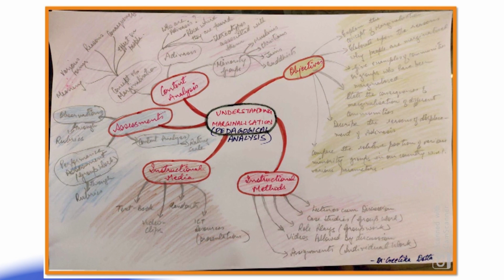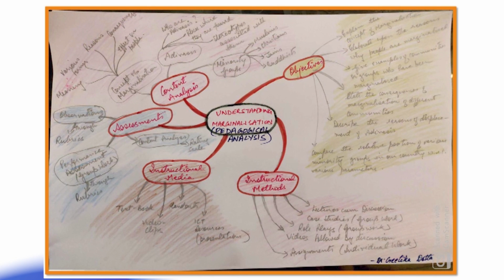So we can make use of different techniques of assessment. For example, we can make use of observations, performance assessments, or content analysis. When we are talking of observations, observation is a technique of assessment. So when we are making use of this technique, we need to have a tool. Rubrics can be used in order to assess the students.